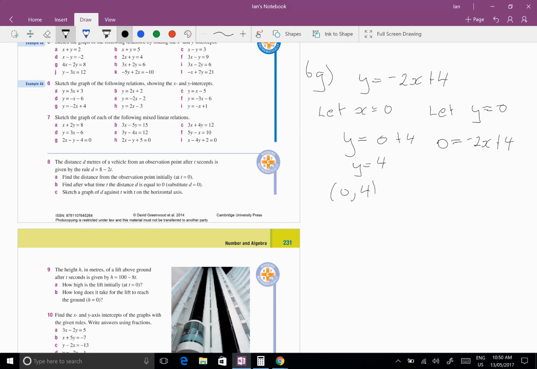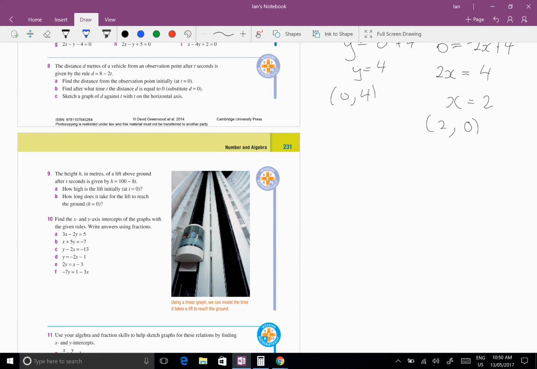Now here I can take the 4 over, but I think I'm going to make it easier for myself and get rid of that negative by adding 2x. So 2x equals 4, and divide by 2, and I'll get x equals 2. So 2 and 0.